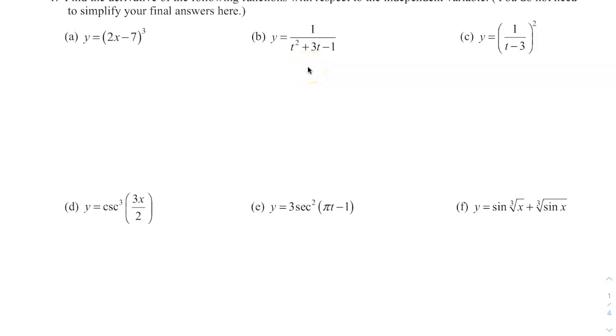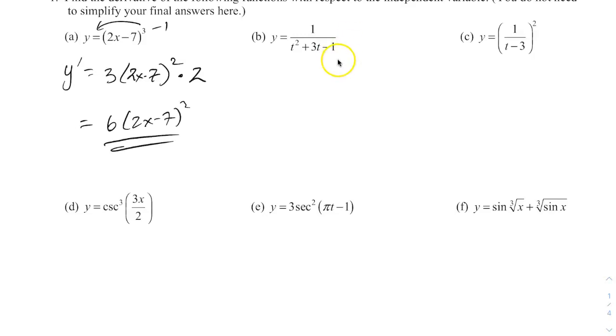So the first one, just to start out chain rule, bring 3 down, subtract 1 off. So y prime is going to equal 3, 2, and then leave the inside alone. Times it by the derivative of the inside, so times it by 2. So that's my answer. Again, if you want to simplify, in this case, you don't really have to. You could get this.